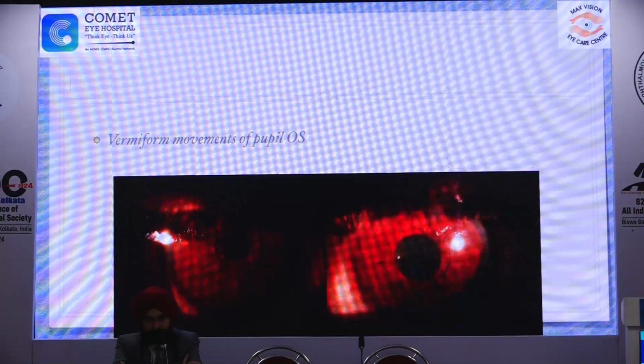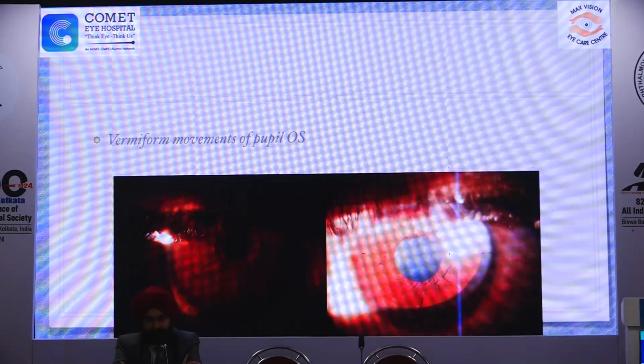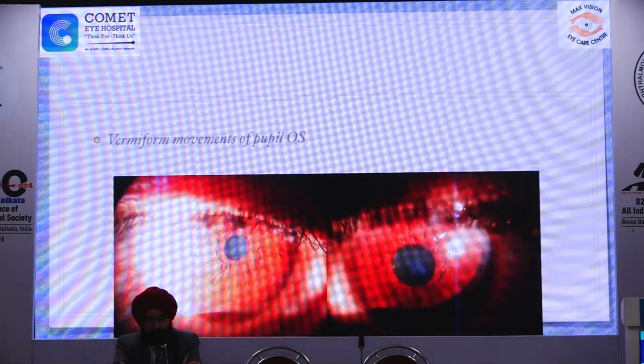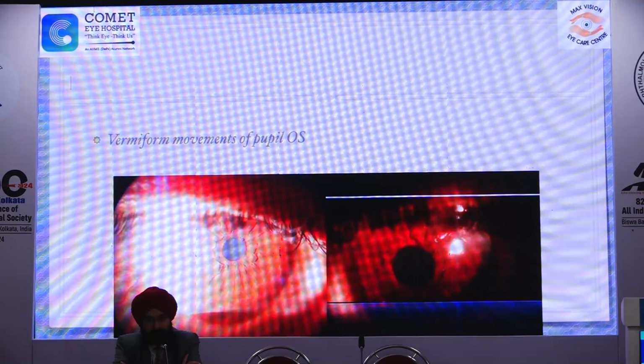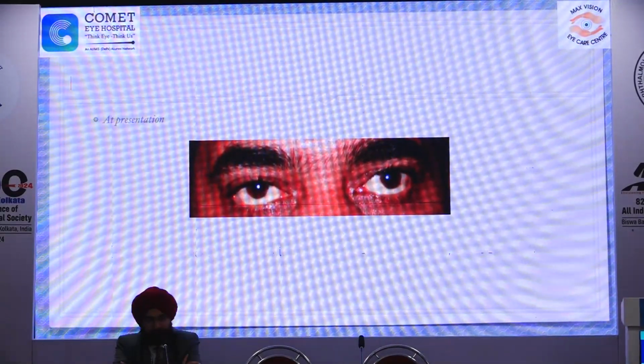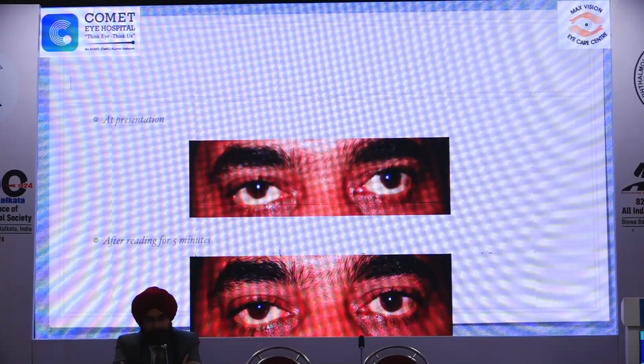On the slit lamp, when you record the movements, there are more vermiform movements of the left eye as compared to the concentric movements of the right eye. You can see there's a little bit of time required to constrict the left eye pupil. This is the presentation when the pupil is dilated, and this is after reading. So the near reflex is working, but the light reflex is not working in this patient.